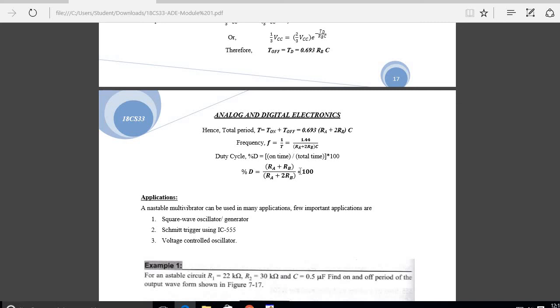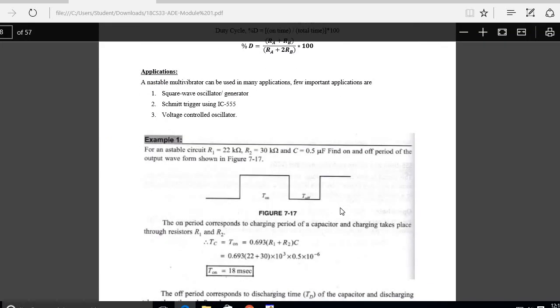Okay, some of the applications of astable multivibrators are these. We use astable multivibrators in square wave oscillators, Schmitt trigger using IC 555, and voltage controlled oscillators. Astable, as the word itself says, means the states in the circuit are not stable. Any one of the states in the circuit is not stable. For that reason, I call this an astable multivibrator. So this finishes our astable multivibrator concept.